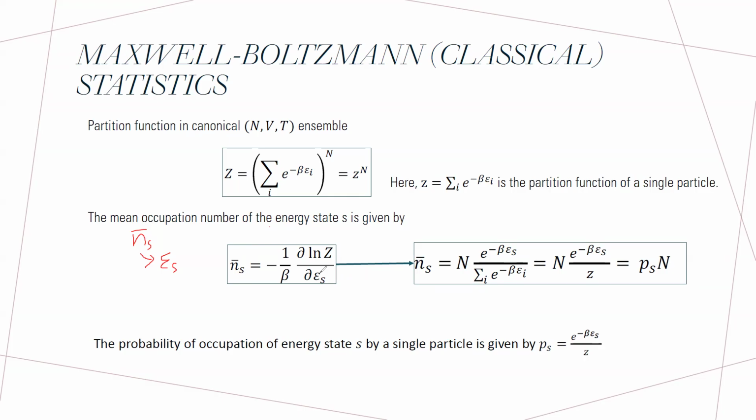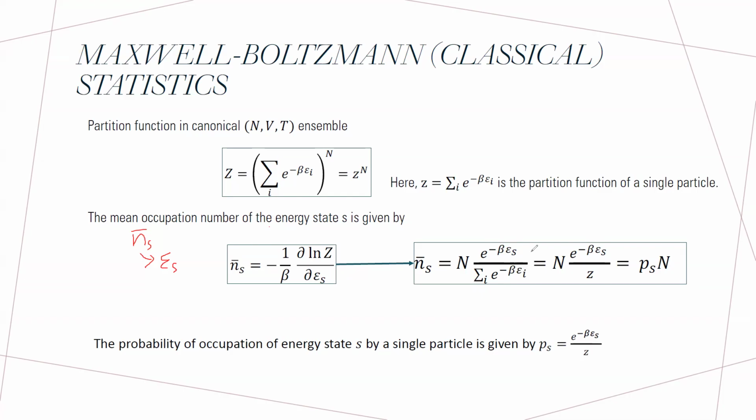So we know that capital Z is given by this summation to the power n. So if you differentiate this, you will get n times exponential of minus beta epsilon s over the sum of exponential of minus beta epsilon type. So this is what we get.